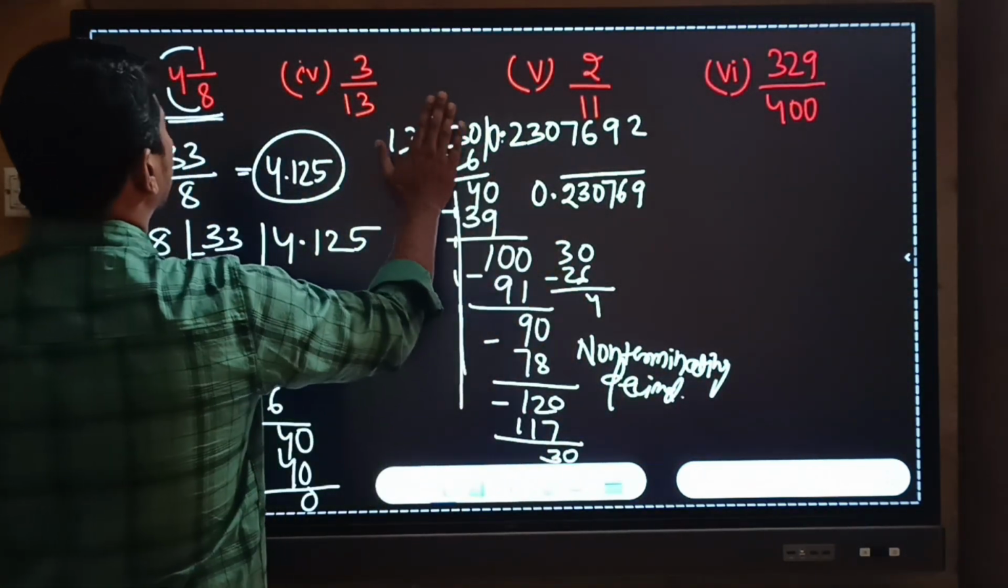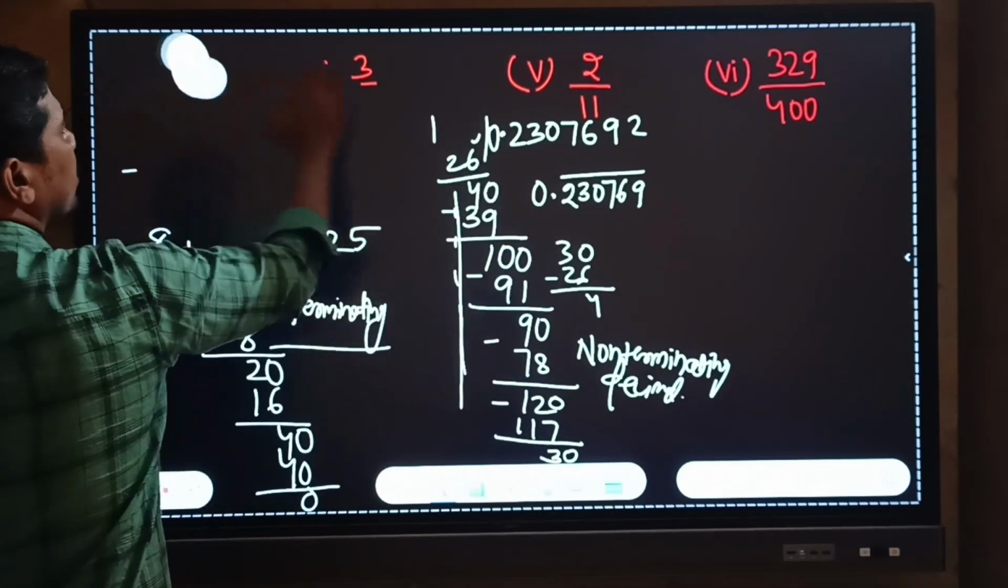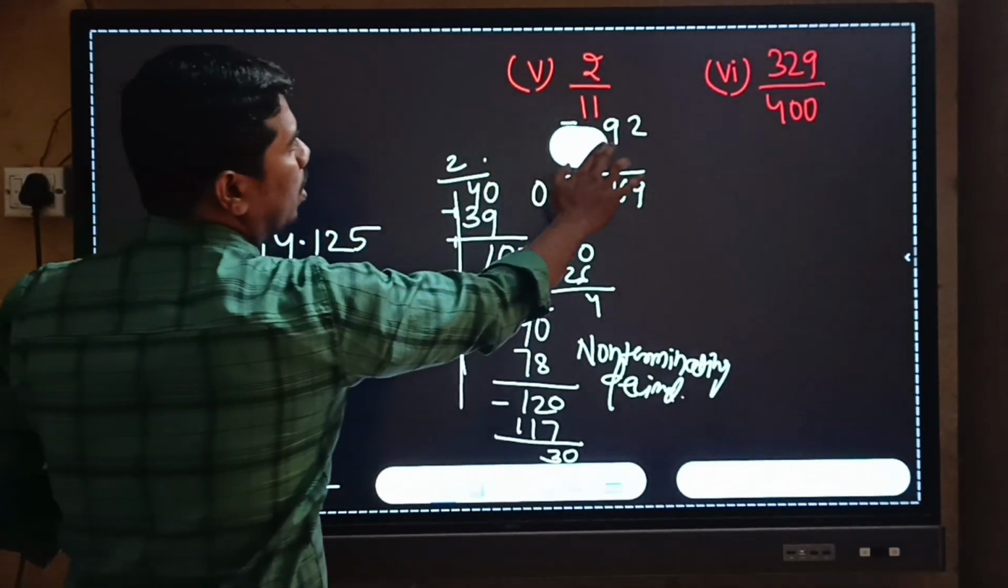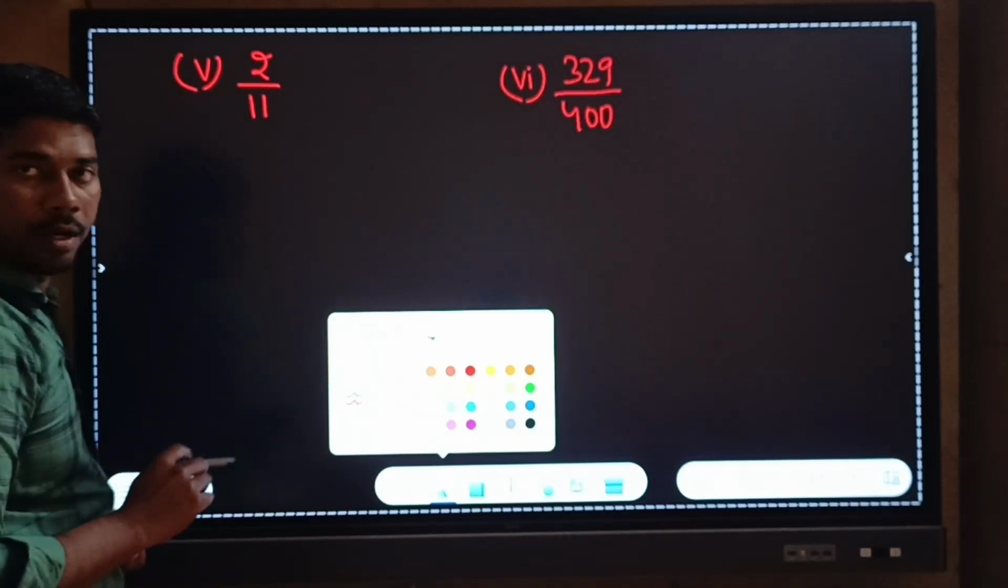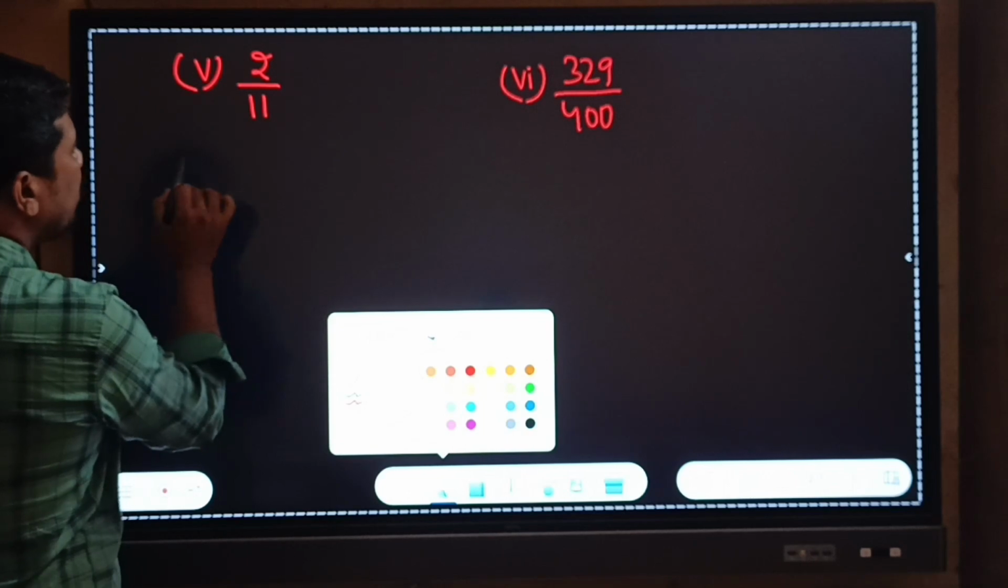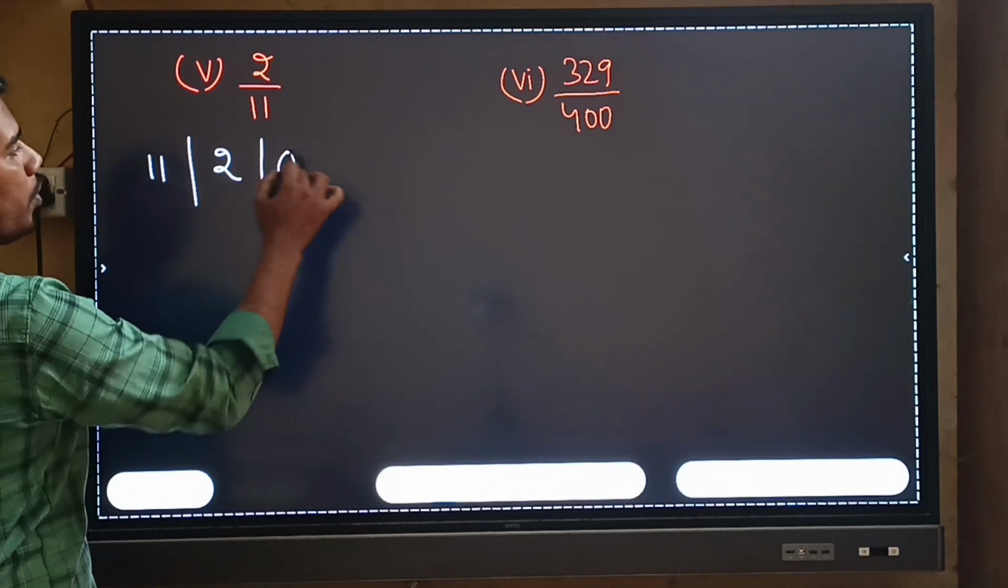Now just see, the third one is completed. Now we will discuss number B: 2 upon 11. You have to represent it in decimal form. 2 divided by 11, that is 0 point.